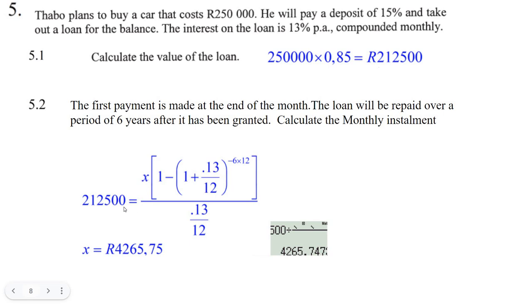I went 212,500. I divided by all this stuff. I just typed it in the calculator, and there's the monthly payment.